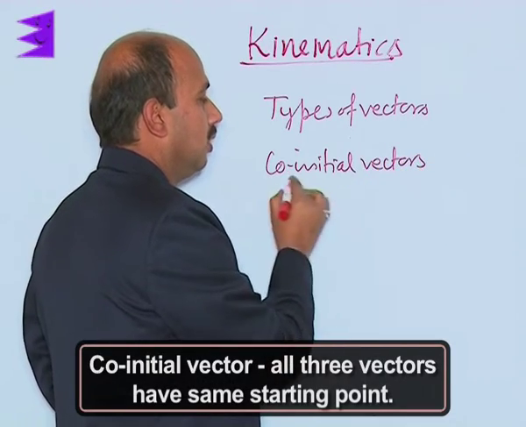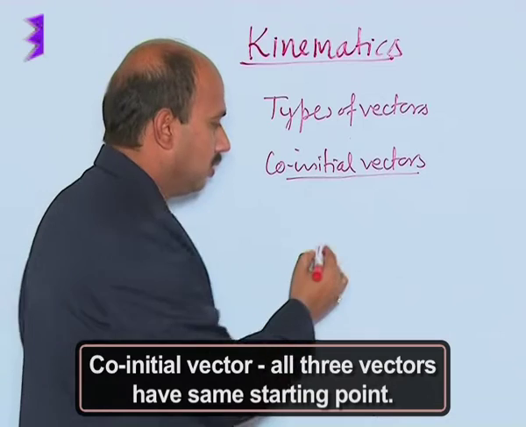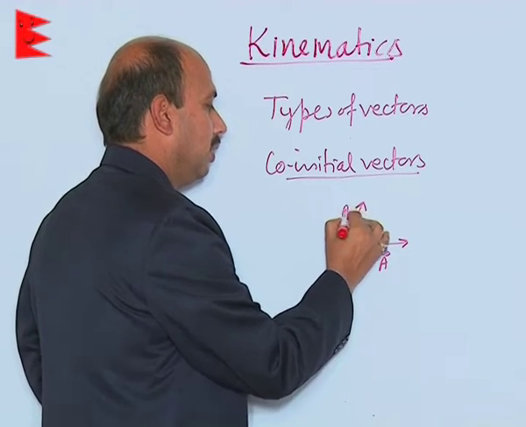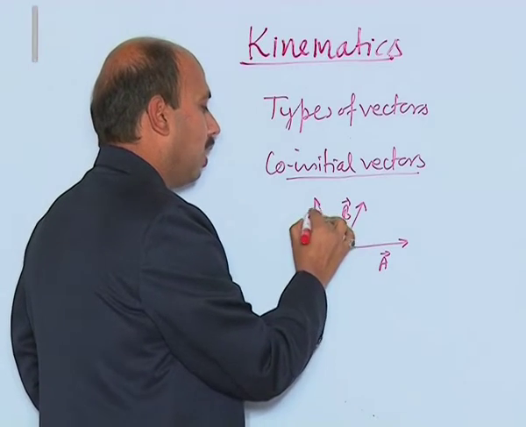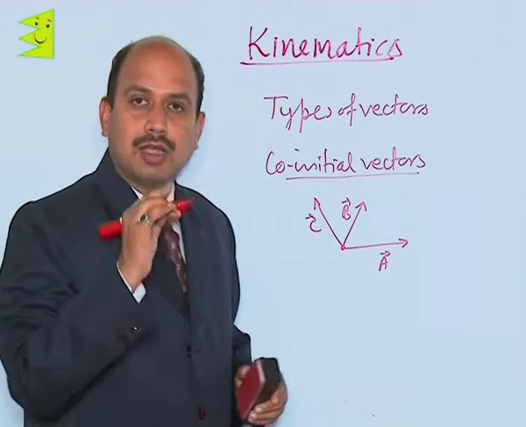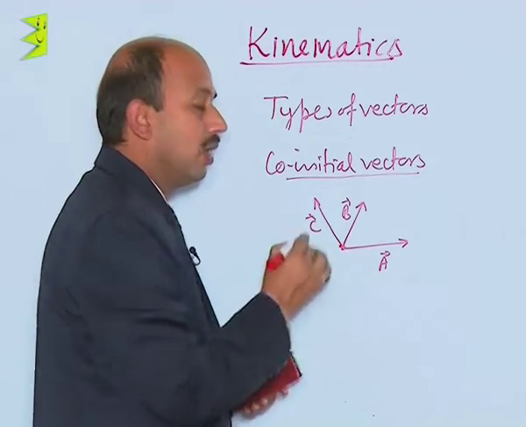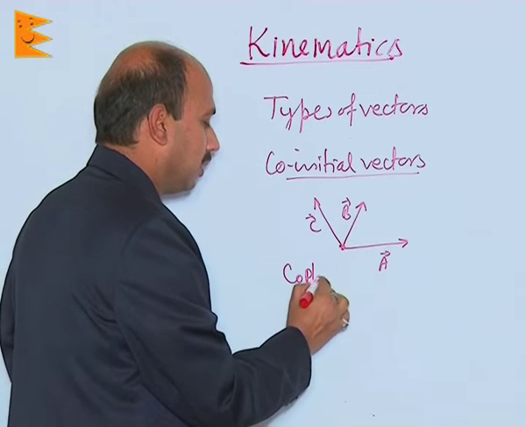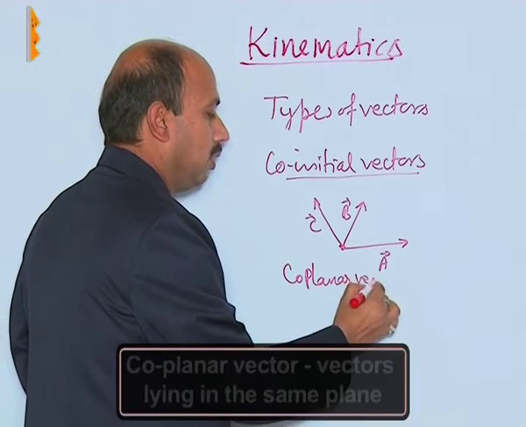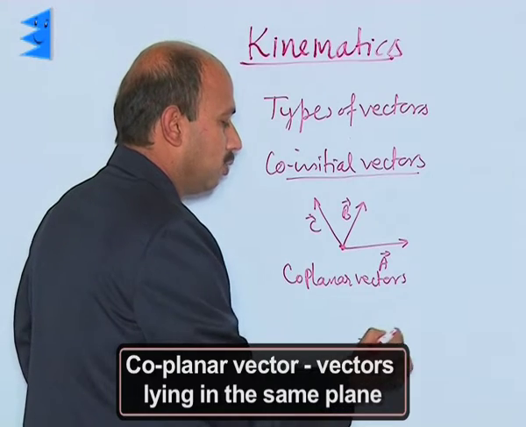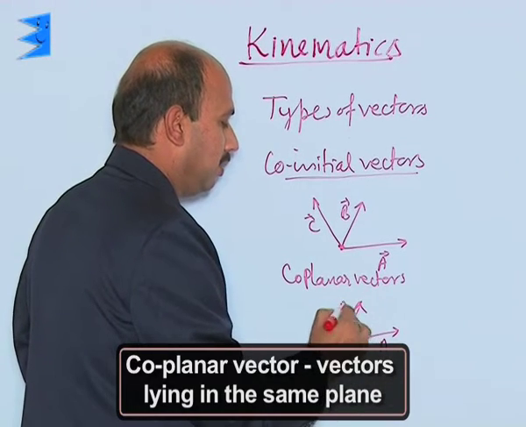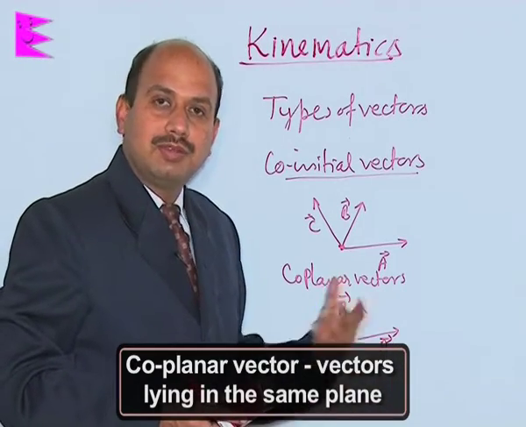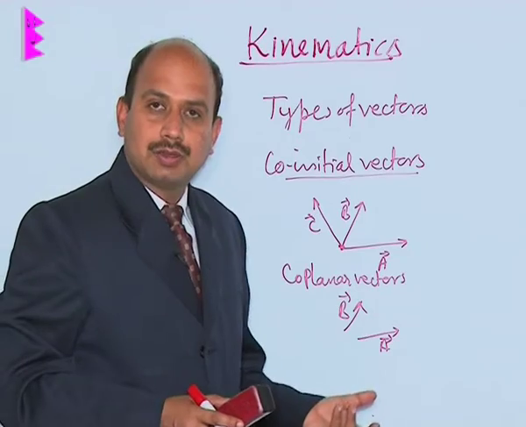Co-initial vectors: suppose you have two vectors, this point is here, vector A and vector B, vector C. All these three vectors have the same starting point. These vectors are known as co-initial vectors. Similarly, we can write coplanar vectors. In coplanar vectors, suppose there are two vectors, vector A and vector B. If the vectors are lying in the same plane, then we say these vectors are coplanar vectors.